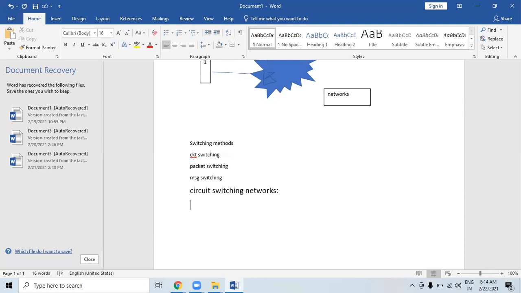Circuit switching is used in the telephone network. So what is the application here? The application is circuit switching using telephone networks. Now, the advantages of this.